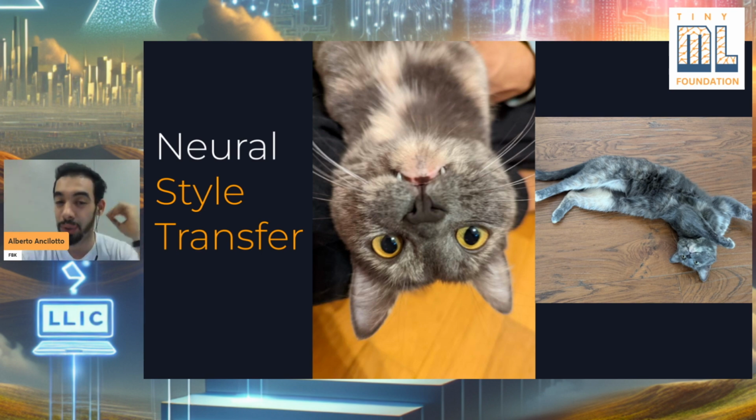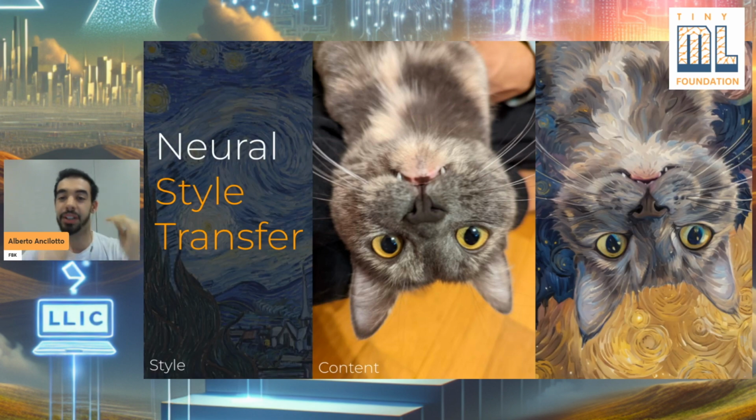Neural style transfer is the task of merging the content of one image and the style of another one. For example, here in the center, we have the content of our image, which is my cat. And here we can see my cat, but painted by Van Gogh. You see the content image in the middle, the style image on the left, and the generated image on the right. So we are copying the content of one and the style of the other.